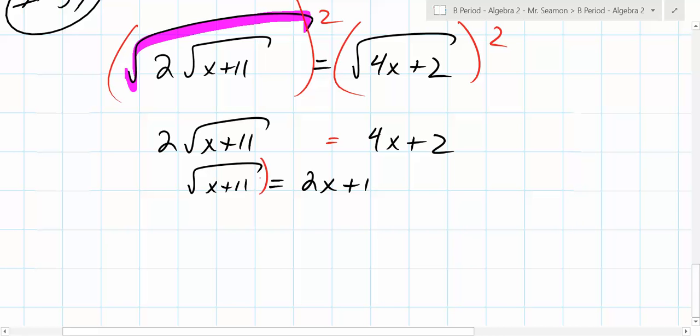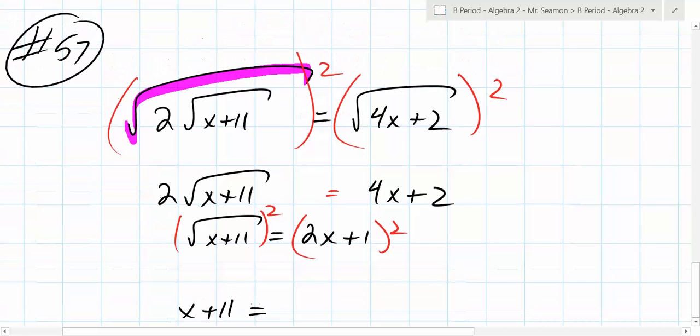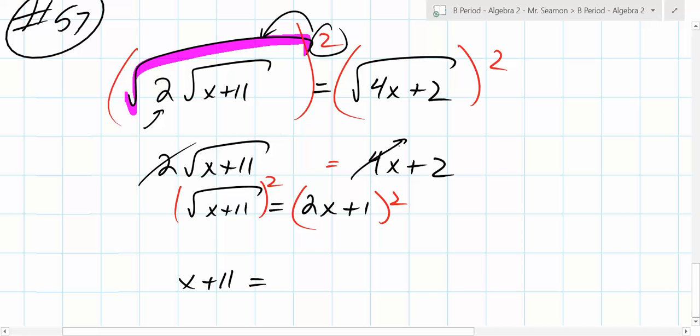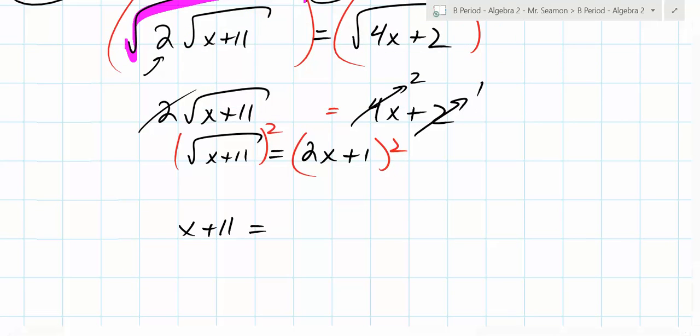Now, you square both sides properly, and you end up with what? X plus 11 equals what, Kelly? Isn't there a 4? No, there isn't, because when you square this, it gets rid of that radical only. It doesn't touch that 2 yet. No, we divided by 2 first to turn that into a 2 and to turn that into a 1, right? So now we square it and you end up with x plus 11 equals what, Kelly?